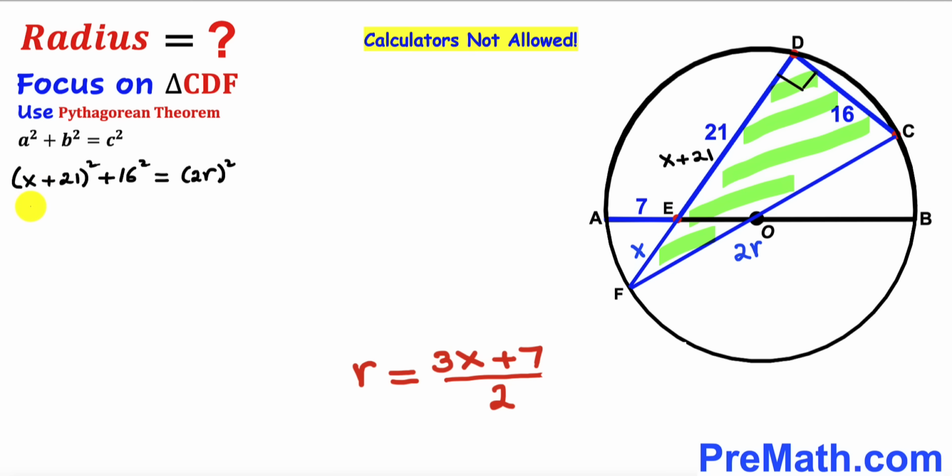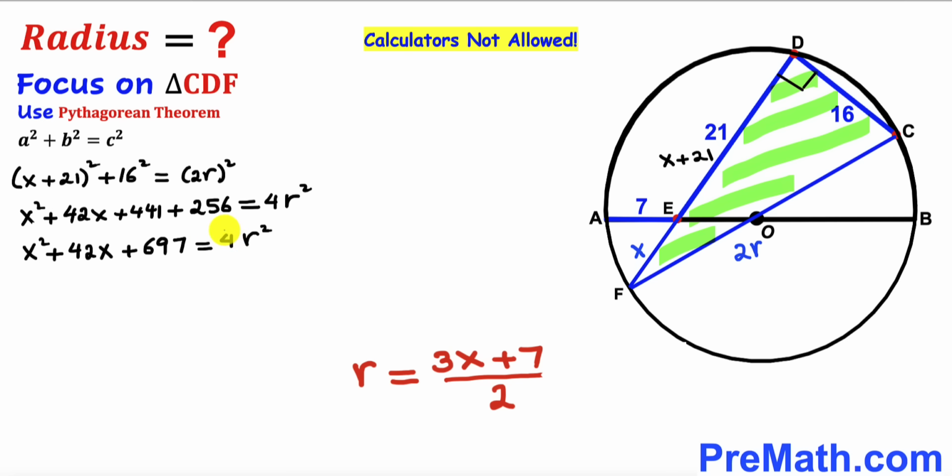Let's go ahead and take care of this square. We can write x square plus 42 times x plus 441, and then 16 square is 256 equal to 4 times r square. And in this next step, I have combined these like terms. So we ended up with x square plus 42 times x plus 697 equal to 4 times r square on the right hand side.